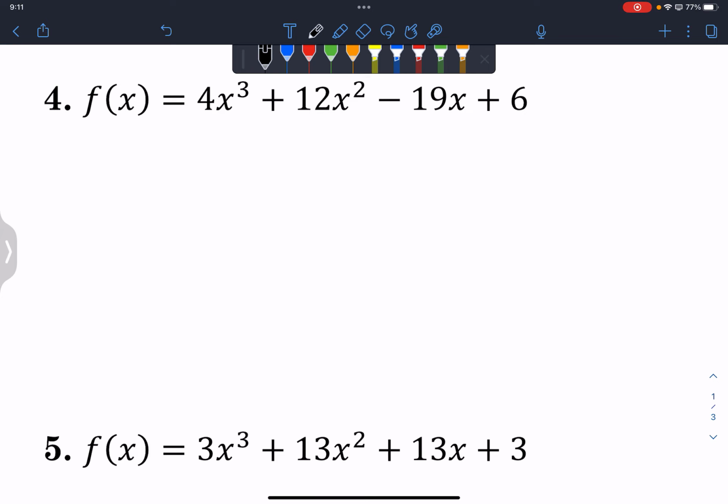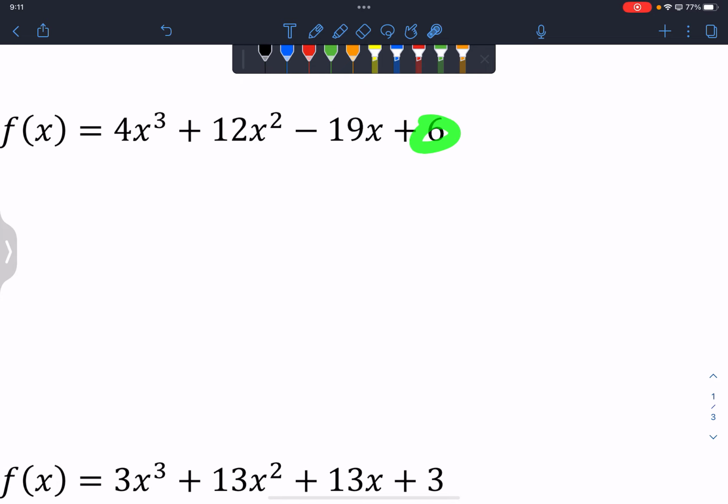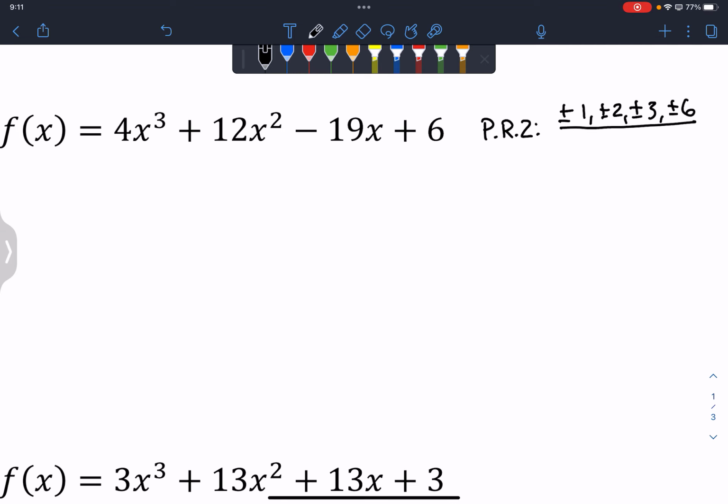All right, so on this example right there, again, we want to notice that we have factors of 6 and factors of 4. So let's write the list of possible rational zeros. So the factors of 6 are 1, 2, 3, and of course 6. And we want to divide that by the factors of 4, which are 1, 2, and 4 itself. So let's start by first dividing these by 1. And let's try 1. Let's see if 1 works.